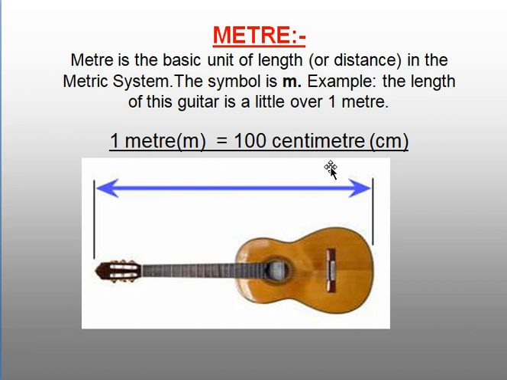The relation between meter and centimeter is 1 meter is equal to 100 centimeter. When 100 centimeters are taken together, that comes out to be equal to 1 meter. This is a relation and you should know it. Okay, so learn this. 1 meter is equal to 100 centimeter.